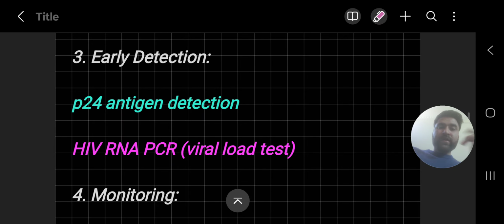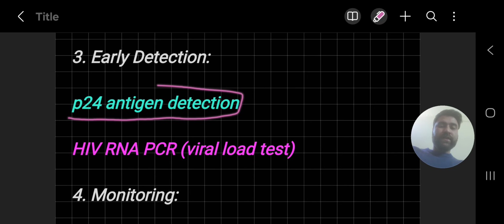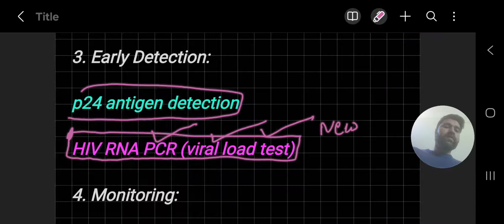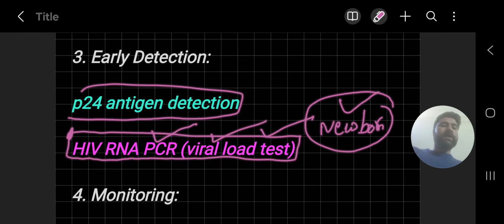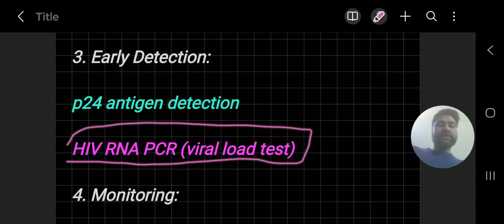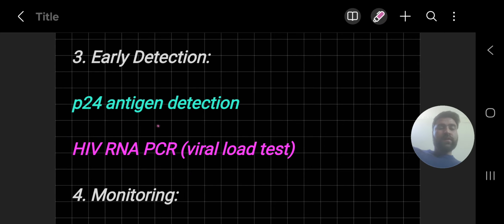For early detection, we should detect the P24 antigen, or we go for HIV RNA PCR, that is the viral load test, because in the acute infection PCR shows a high viral load. Also, in the newborn you should do only HIV PCR, because the newborn already has antibodies transferred from the mother, and therefore if you do a screening test then it may be false positive. So for newborn, PCR; for early detection, PCR viral load test.